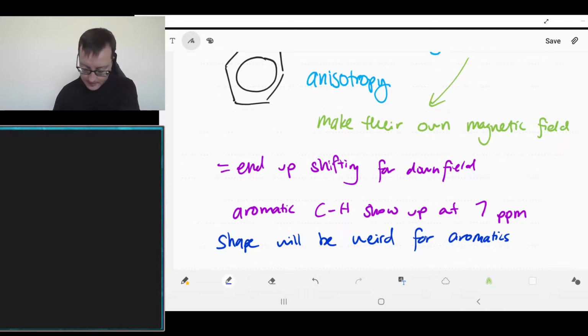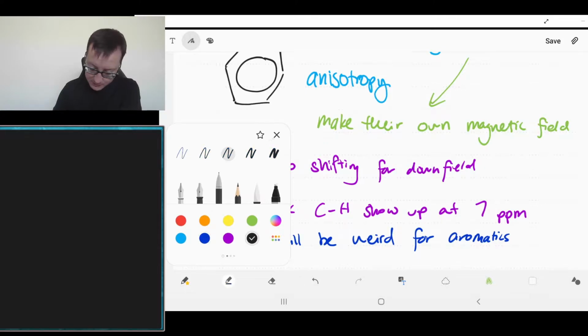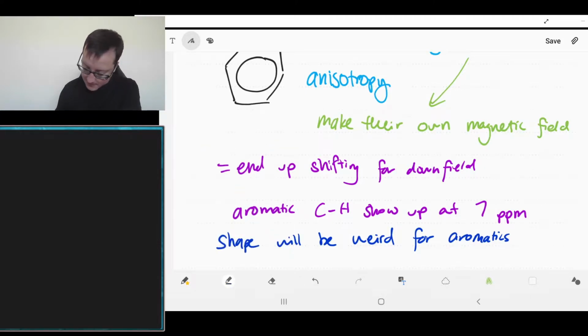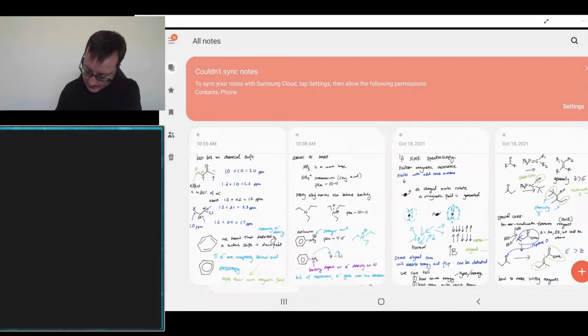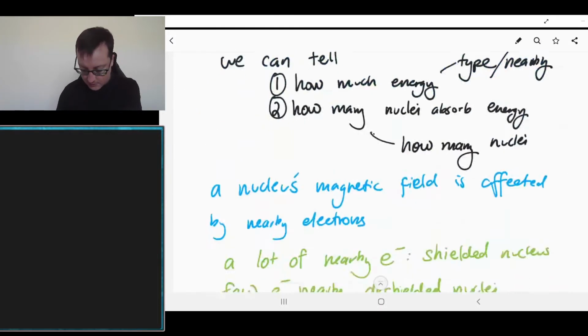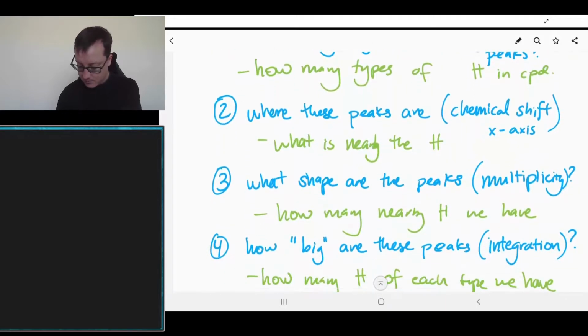All right, so that's it for chemical shift. Let's see, what did I do third? Was it shape or integration? Let's quickly double check. Third, I did shape. Okay.